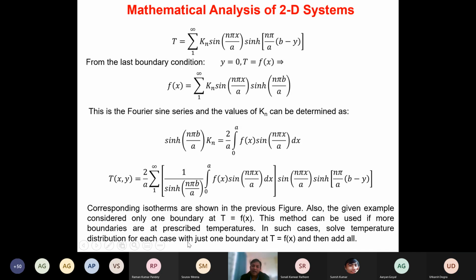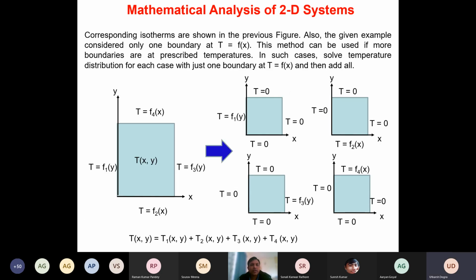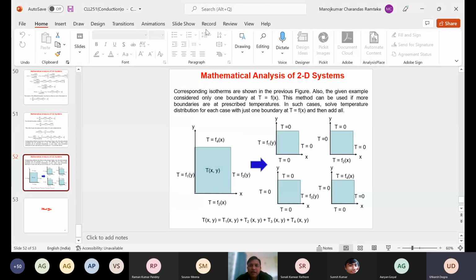Again, if you wanted to solve it, here it's an infinite summation, isn't it? But you can go up to n equals 1, 2, 3, and then you can also get a reasonable estimate of T. All right. We stop here for this conduction, and let's continue with what we have started on heat transfer coefficient.